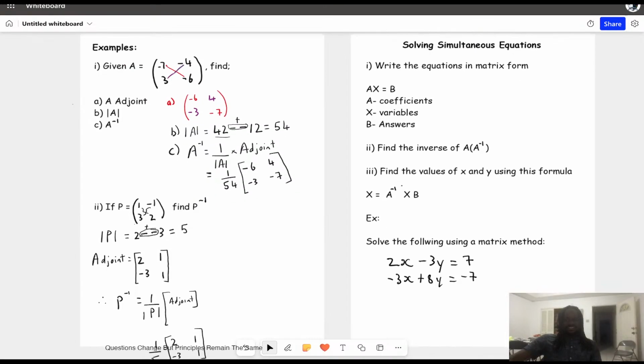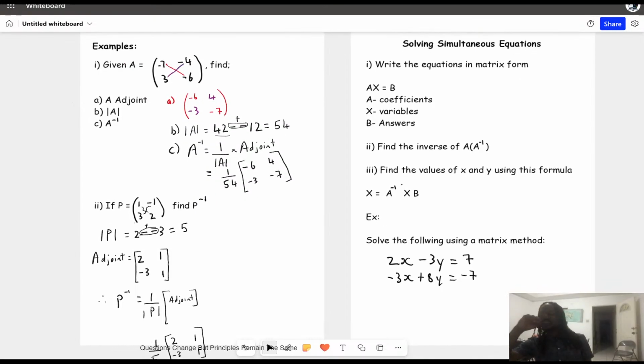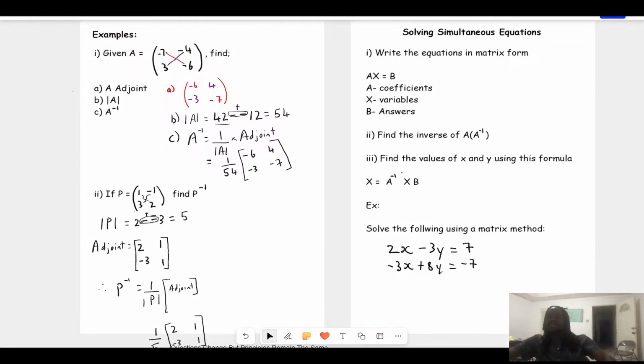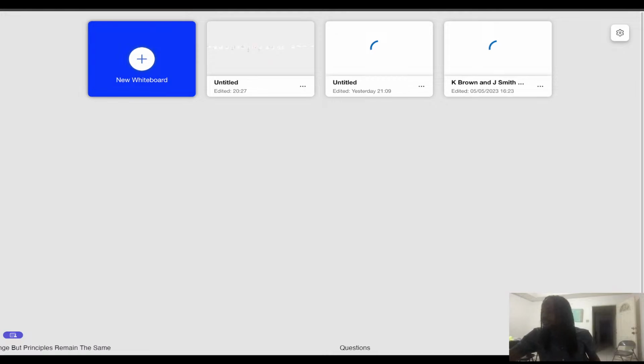Alright, next. Solving simultaneous equations, and this is the final thing. This is like the final boss, right? In normal matrices, you have a different type of matrices called a transformation matrix. When you do that type of matrix, that's equal to B.